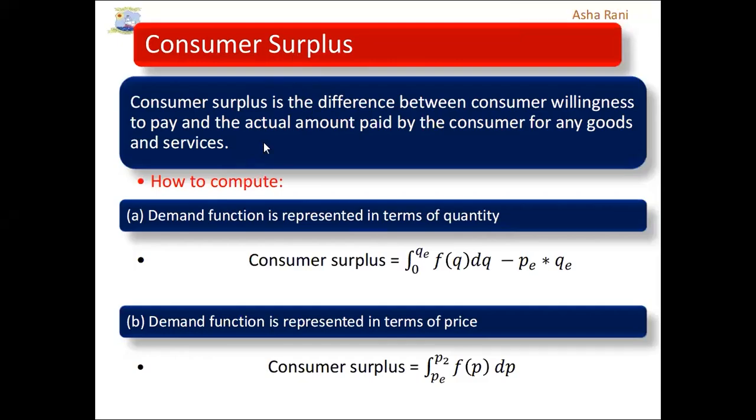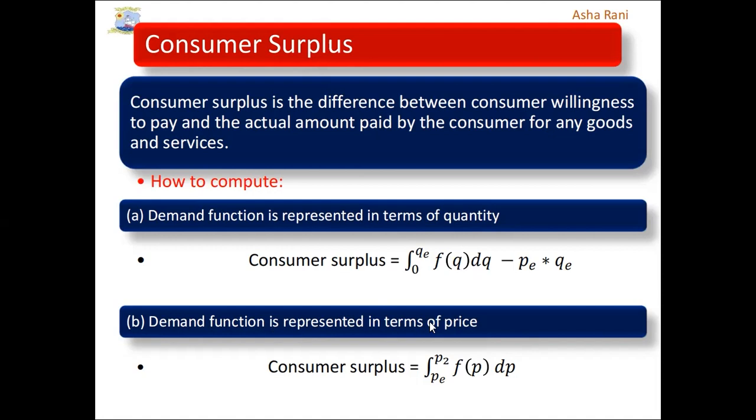So now, what is consumer surplus? Consumer surplus is the difference between the consumer's willingness to pay and the actual amount paid by the consumer for any goods and services. First of all, how do we compute this? You must know the demand function is represented in terms of quantity. So consumer surplus can be found by integrating from the lower limit to the upper limit, 0 to QE, of f of q dq. Here q is the quantity and p is the price. This is the total revenue, the total willing to pay. This is the other revenue. If their subtraction is positive, then we get the consumer surplus.